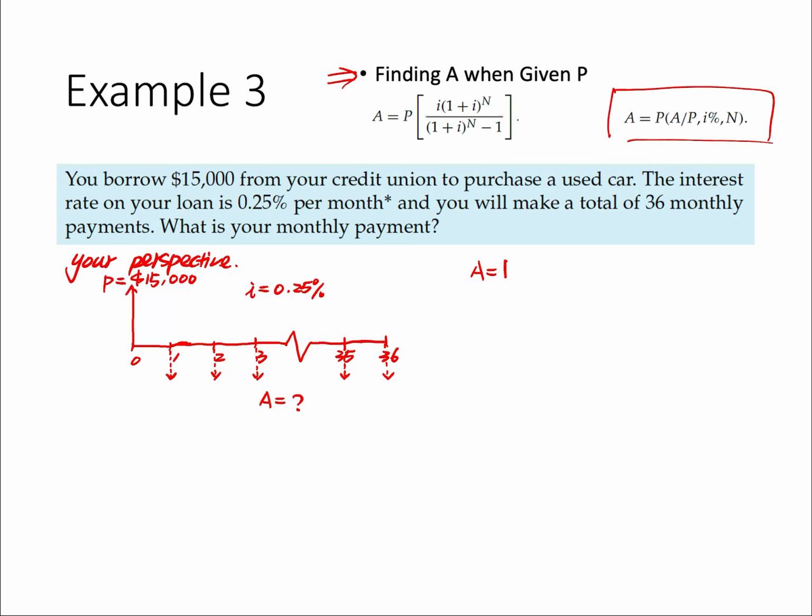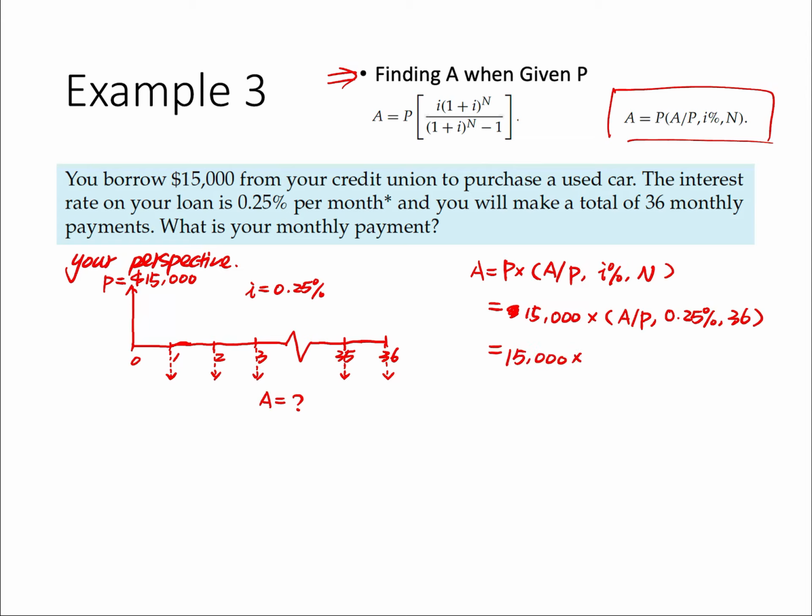And then now you want to use this equation, okay? So A is P times a factor. That factor is to find A given P and I% and N. So what is P? P is 15,000. That's given. Times A/P. What is I? I is 0.25%. N is 36. Okay.